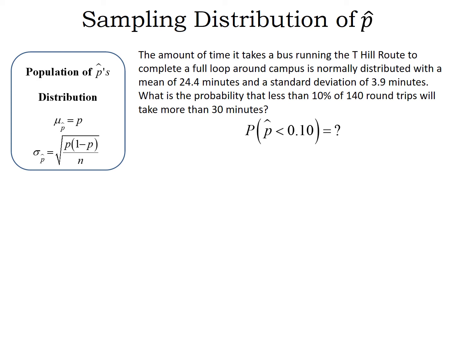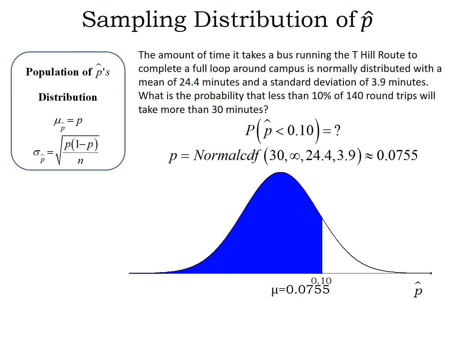So we want the probability that less than 10% of our sample of 140 round trips takes more than 30 minutes. So P hat is my variable. We've established that P hat is approximately normally distributed. So over here on the left, we need to know mu of P hat and sigma P hat, which means we need to know the real probability, which we established just a second ago. The probability that one random round trip takes more than 30 minutes is 0.0755. So we want the probability that P hat is less than 0.10. The mean of the P hats is the actual probability, 0.0755.